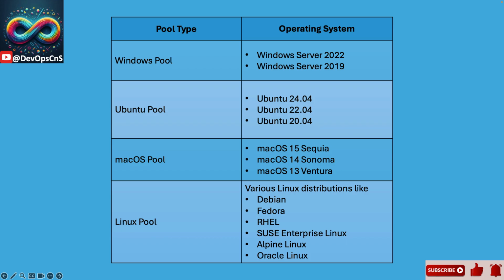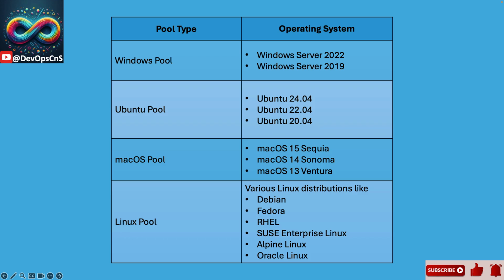Next is Ubuntu pools. Ubuntu pools can use operating systems like Ubuntu 24.04, Ubuntu 22 or Ubuntu 20. Ubuntu pools are best used for Python, Node.js or Java applications. It includes tools like Docker, Kubernetes and .NET Core also. Ubuntu pools are preferred for containerized workloads and cloud native applications also. It includes popular package managers like apt, npm or pip, which is for Python.